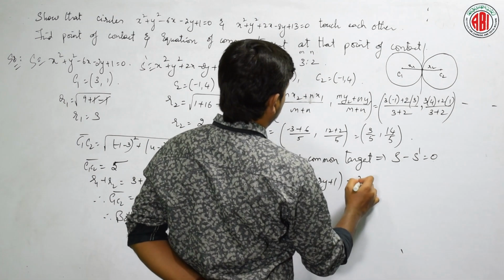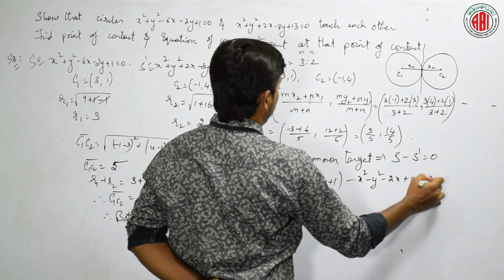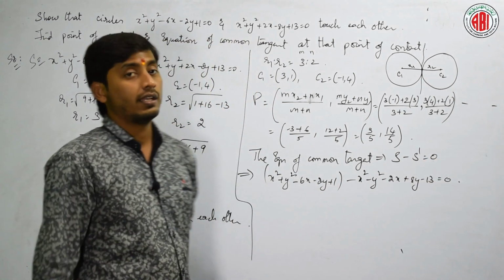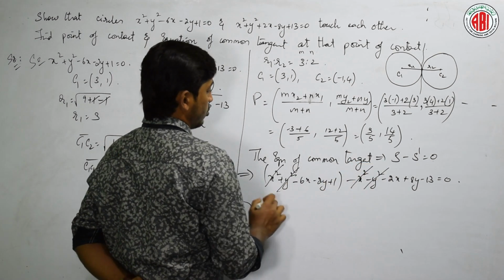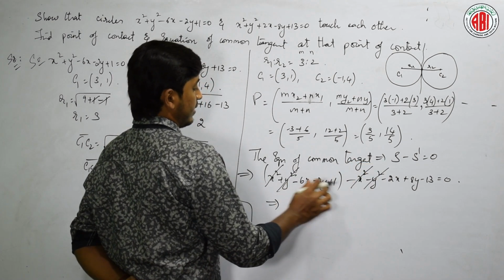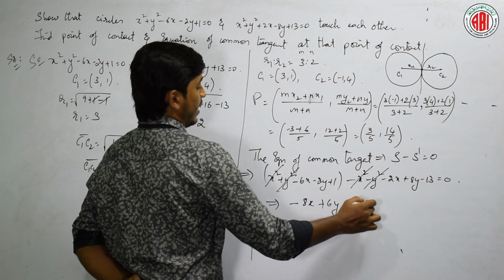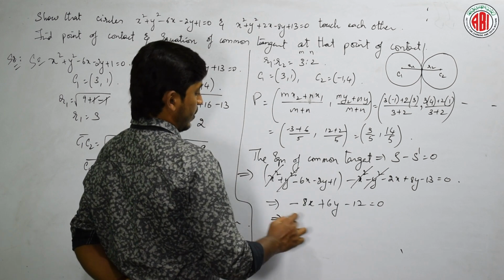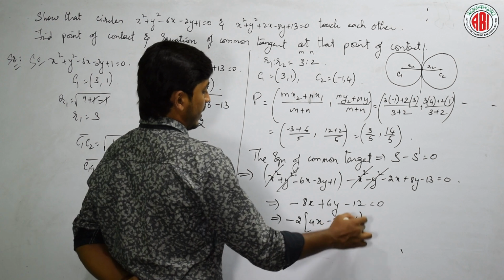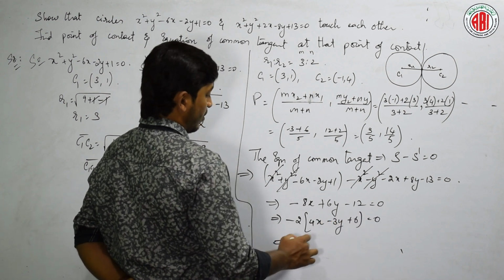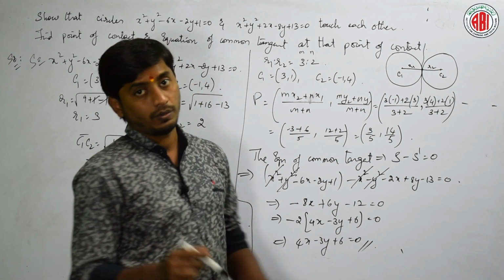Let us subtract everything: minus x square minus y square minus 2x plus 8y minus 13 is equal to 0. Clear? So, let us cancel all those x square and y square. Next, minus 2x minus 8x is minus... 6y, 1 minus 13 is minus 12. We can take minus 2 as common, and I will get 4x minus 3y plus 6. So, the equation of the common tangent is 4x minus 3y plus 6 is equal to 0.